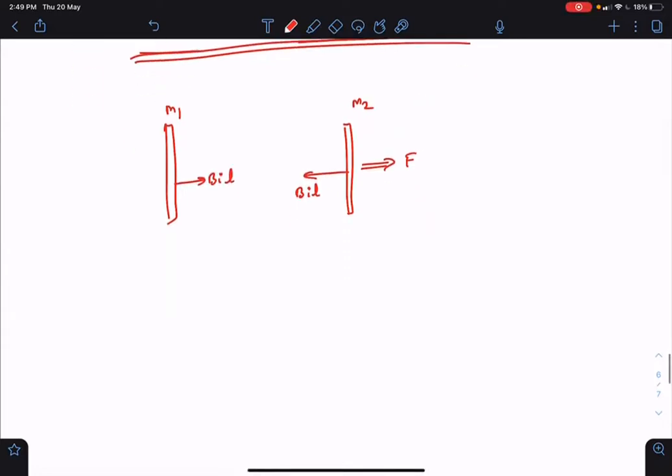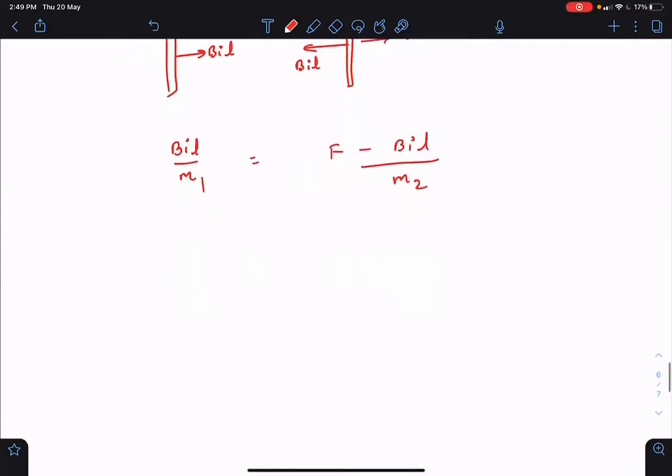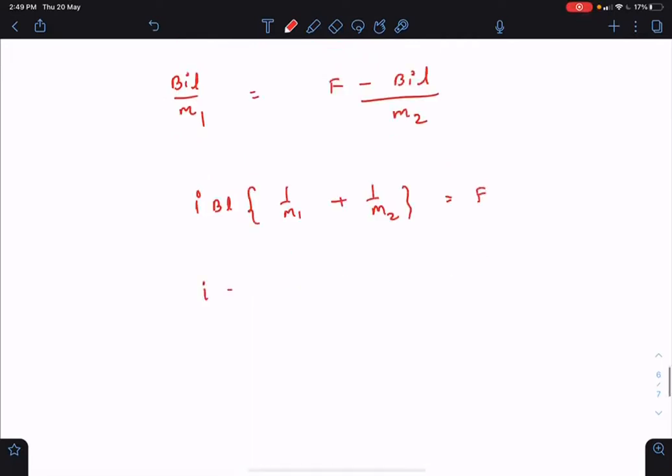So you make their accelerations the same. BIL by M is equal to F minus BIL by M. And from there you will get the final current. Why is there even a need to solve a differential equation? The final current is F into M1 M2 by M1 plus M2 BL.